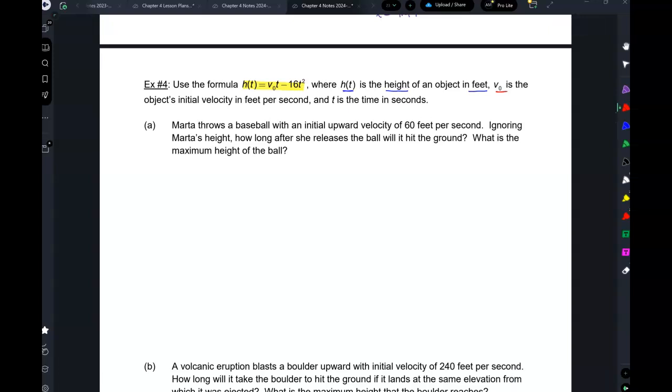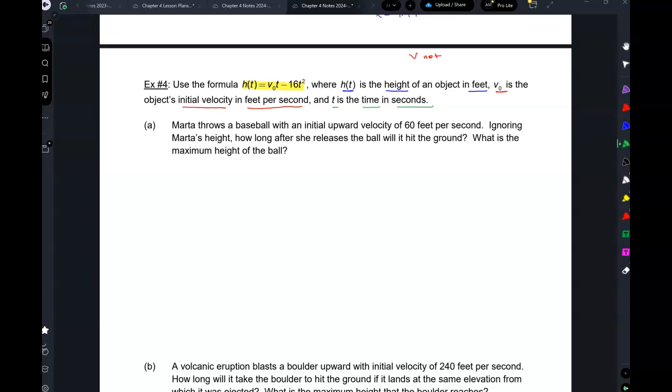In math and physics, the subscript 0 is called naught. So this will be v naught. This stands for initial, right? So it's like v naught, y naught, x naught. It's always initial. v naught is the object's initial velocity in feet per second. And then t is the time in seconds. Fabulous. Okay. Marta throws a baseball with an initial upward velocity of 60 feet per second. Ignoring her height, how long after she releases the ball will it hit the ground?